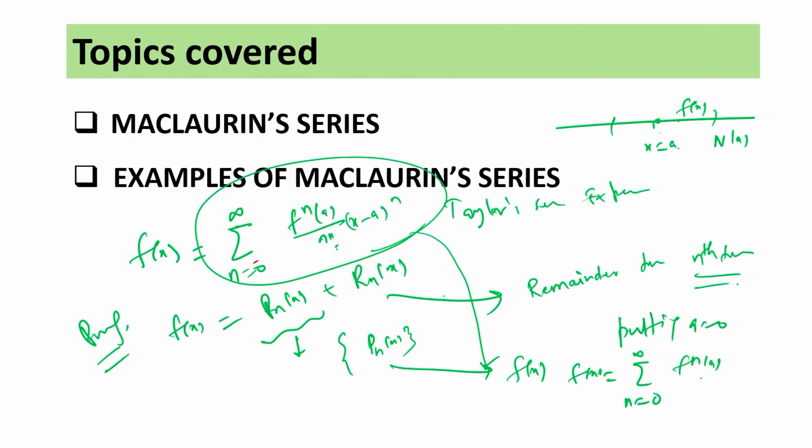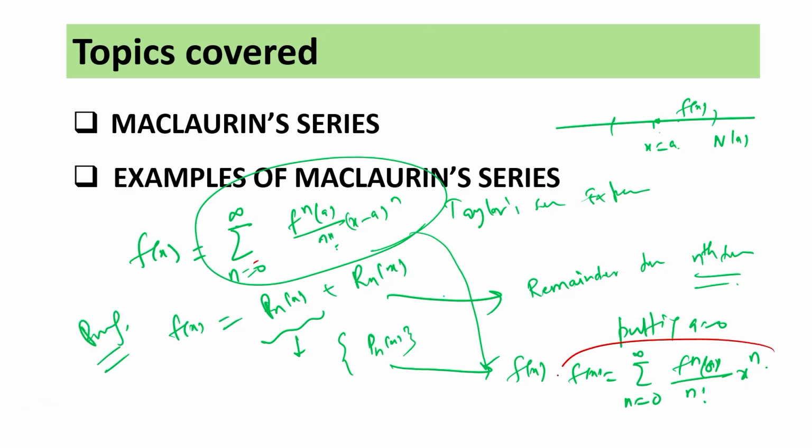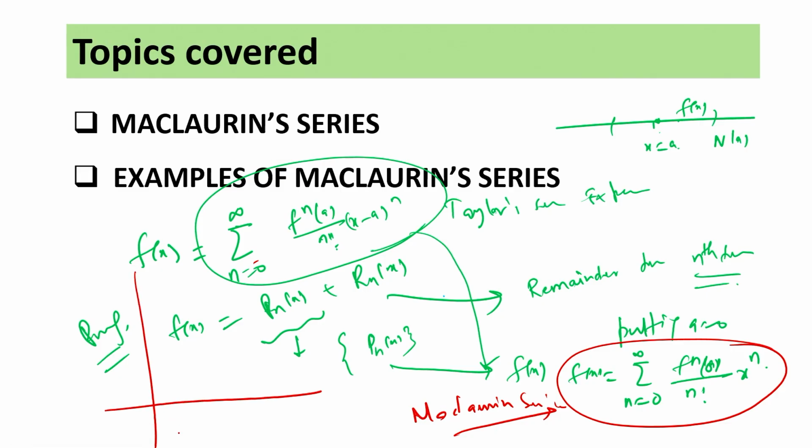So, f to the n of a divided by factorial n, now it has become f to the n of 0, and this will become x to the n, right. So, this becomes the Maclaurin series, Maclaurin's one, right.